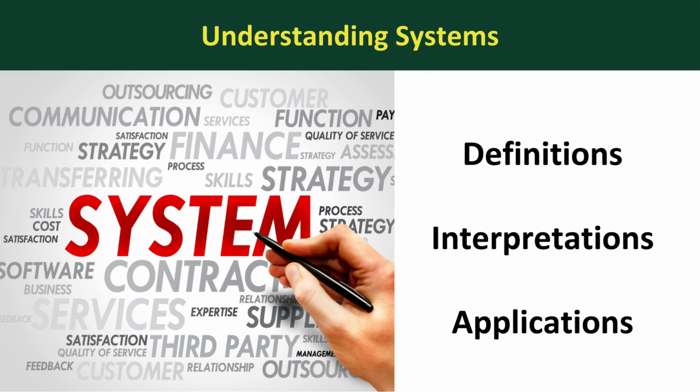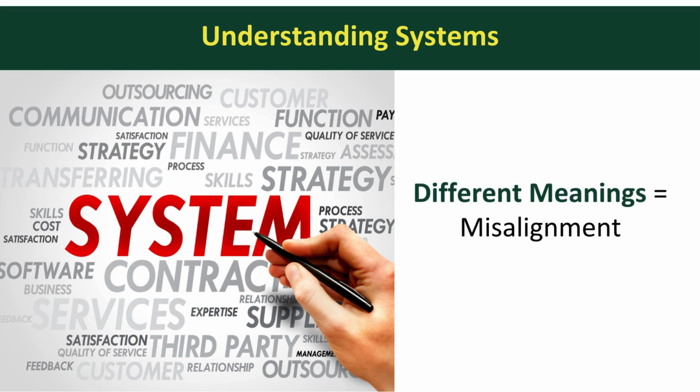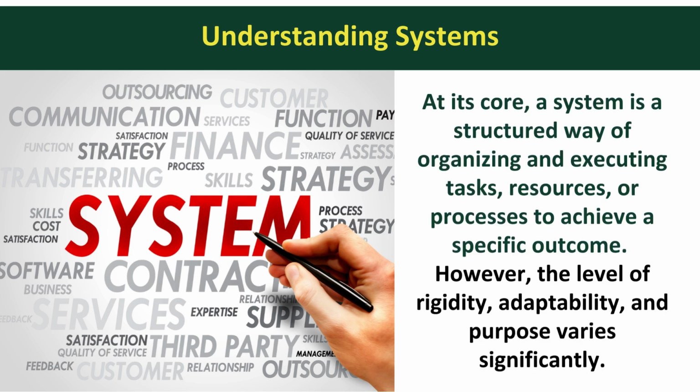Understanding systems: definitions, interpretations, and applications. The term system can mean different things depending on context, which often leads to misalignment in discussions and execution. To work effectively within and across teams, we must recognize the different types of systems and how they function. At its core, a system is a structured way of organizing and executing tasks, resources, or processes to achieve a specific outcome. However, the level of rigidity, adaptability, and purpose varies significantly.